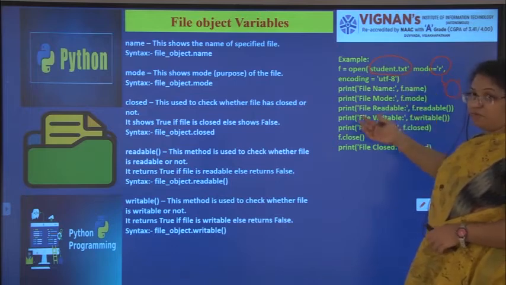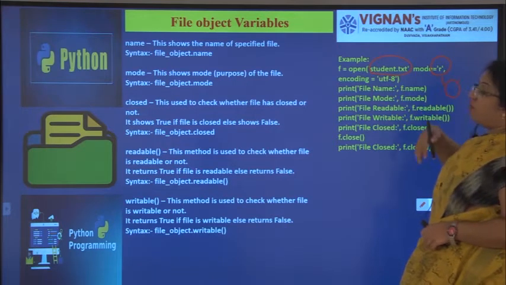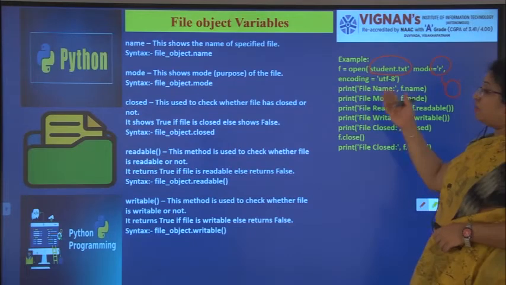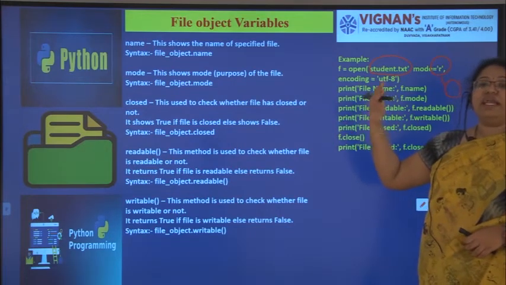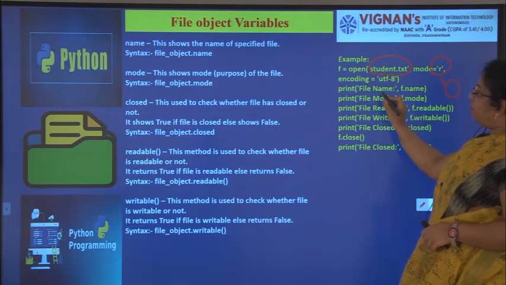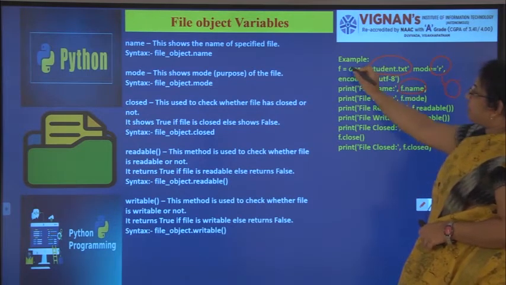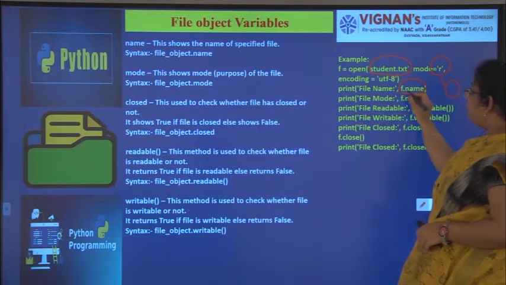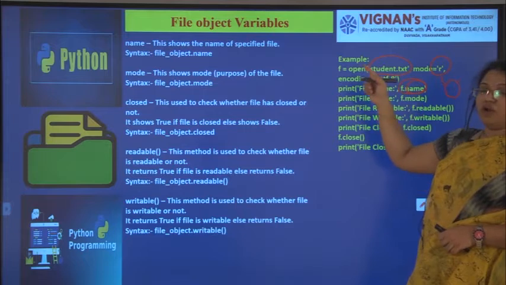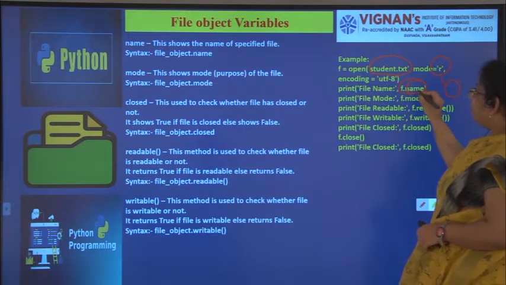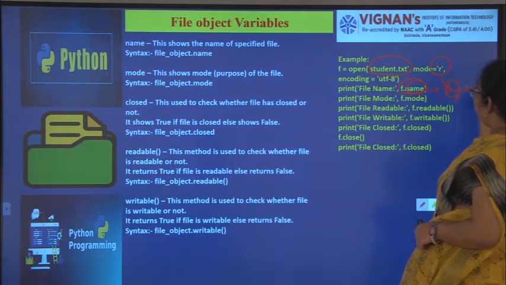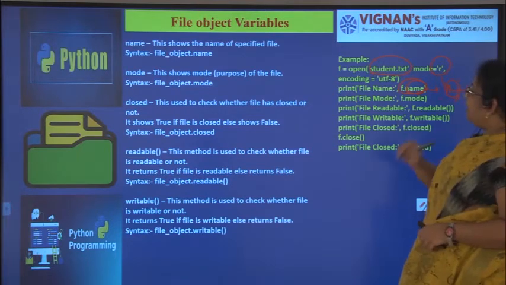To know the name of the file, the mode of the file, and what type of encoding I had used, I can use the file object variables. The variable used for finding the name of the file is name. So how are we going to print the file name? f dot name. F followed with name is the object variable that we have to use in order to get the name of the file. So f dot name is going to give you the value student.txt. Next, f dot mode.